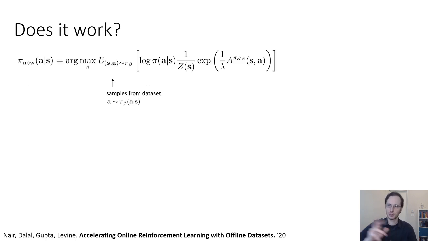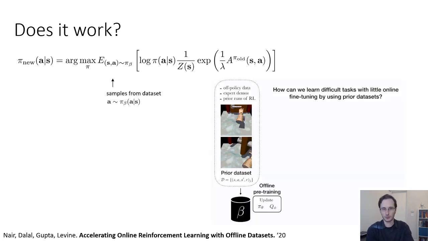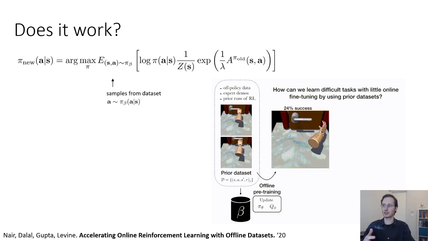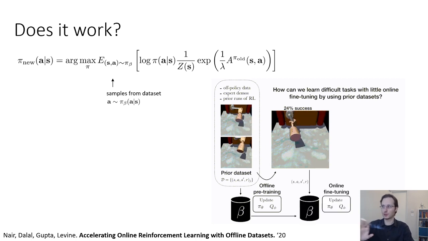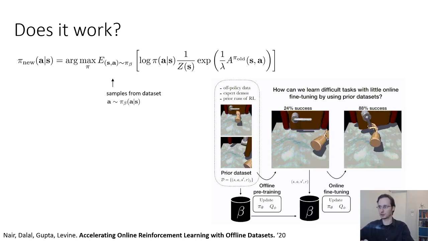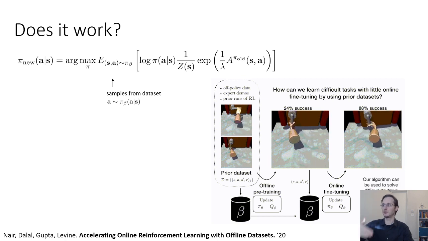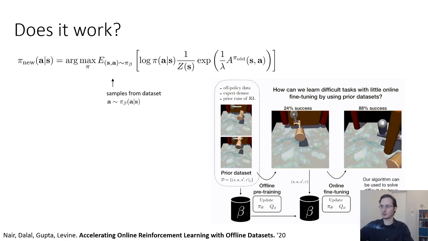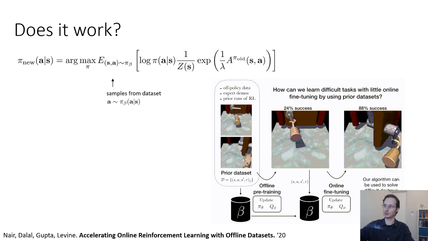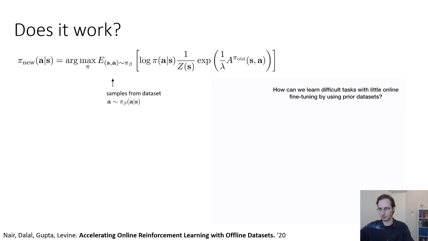All right, so does this procedure work? Well, if we look at some results from the paper, we evaluated on these dexterous manipulation tasks where we had a dataset from human demonstrations with a data glove. And if you look at what those human demonstrations do, they get a success rate of about 24% on this door task. With some online fine-tuning, you get an 88% success rate. So this is doing much better than if you were to just copy the demonstrations, and you get meaningful fine-tuning.